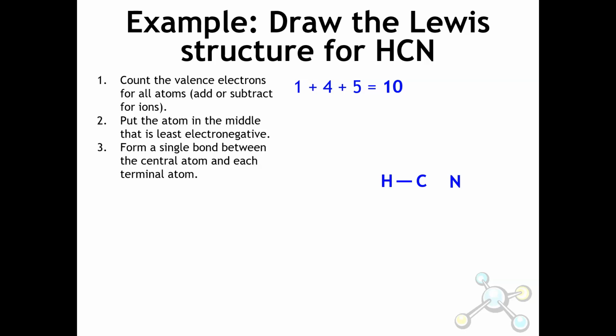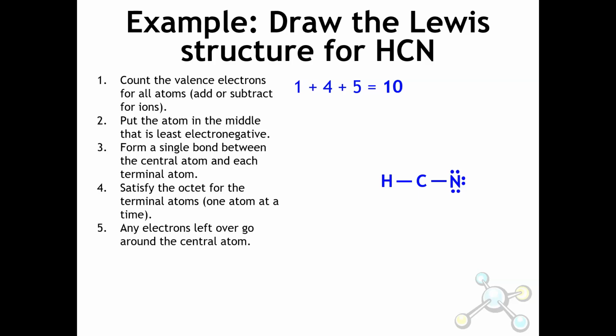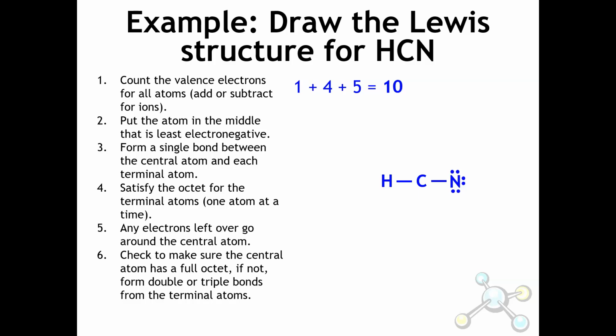Draw single bonds to each of those terminal atoms, and then satisfy the octets of the terminal atoms using the remaining electrons. So right now we have 4 electrons in our picture. This is going to be 5, 6, 7, 8, 9, 10, and we ran out of electrons. We have no remaining electrons to go around the central atom. And again, if you're looking at this, you can see right away that carbon is not satisfied. So I'm going to have to take not 1, but 2 pairs of electrons off that nitrogen to make that triple bond.